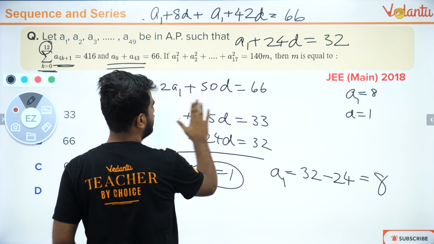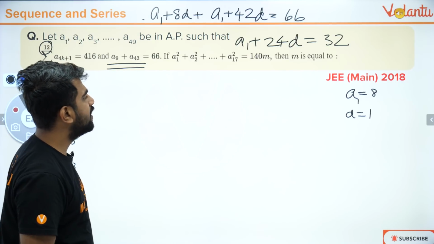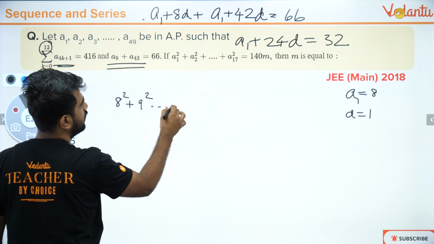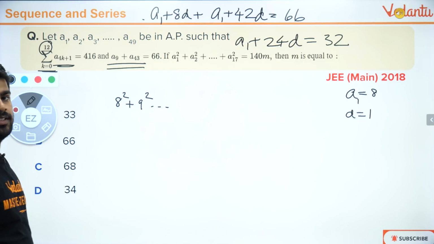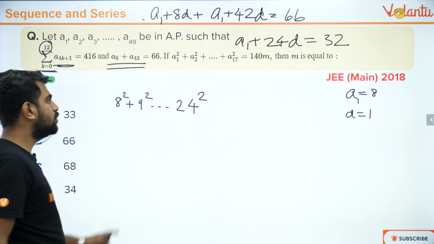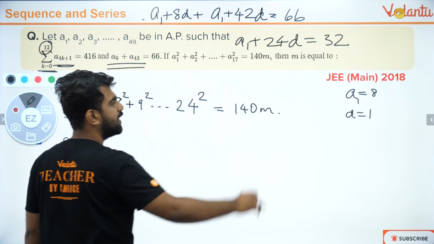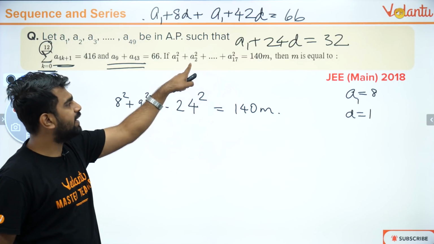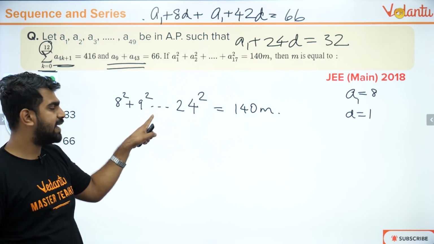Okay. So I'm going to erase everything. So I have 8 square plus 9 square all the way up to a17 will be what? a17 will be 8 plus 16, which will be 24, right? So this is what I want to find out. This is equal to 140m. Are you guys okay? a1 is 8, guys. a2 is what? a2 is 8 plus 1, which is 9. a3 will be 8 plus 2, 10 square.